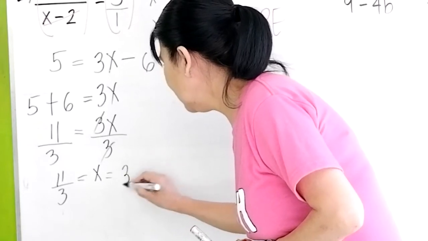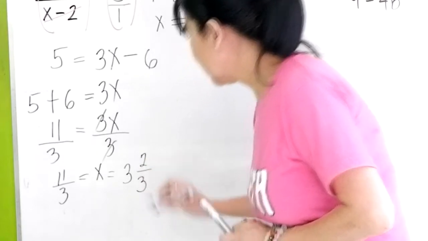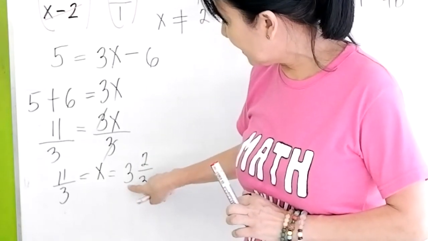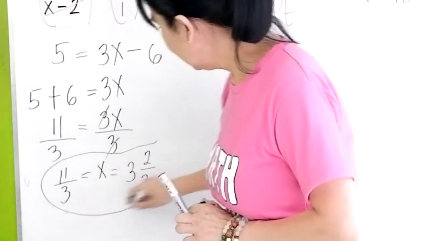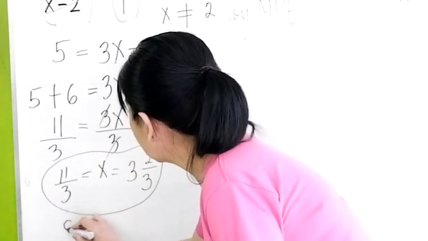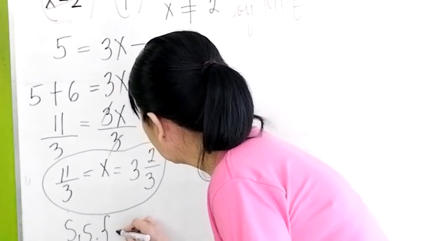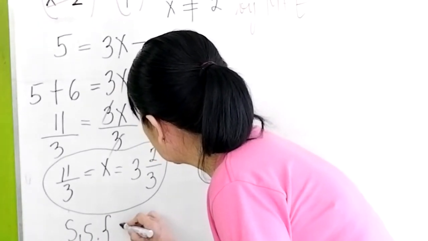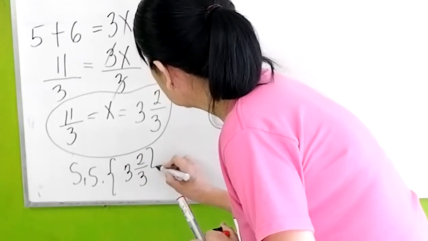What's that? 3 times 3 is 9 and 2/3. Let's check again. 3 times 3 is 9. 9 plus 2 is 11 over 3. So therefore, our solution set here is x is equal to 3 and 2/3.